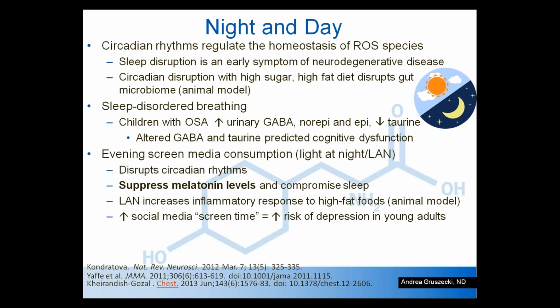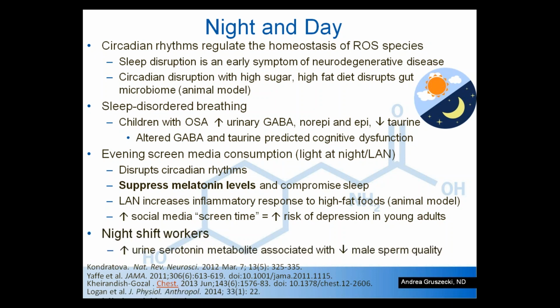Blue light from the screens of phones and tablets may disrupt melatonin synthesis, and according to research by the University of Pittsburgh, the more time young adults use social media, the more likely they are to be depressed. Further evidence indicates that night shift workers may be at risk of altered neurotransmission and decreased fertility.